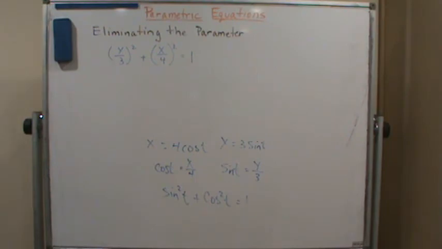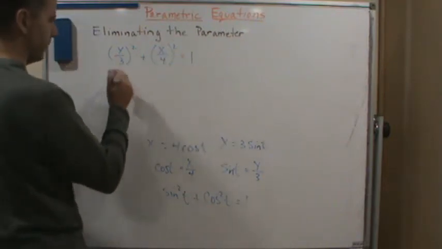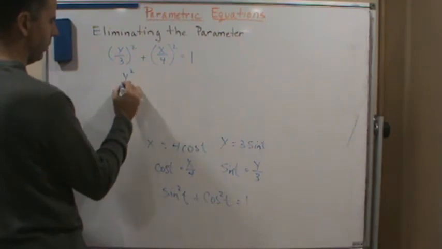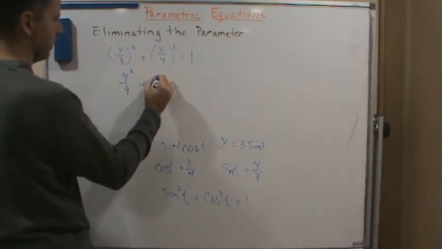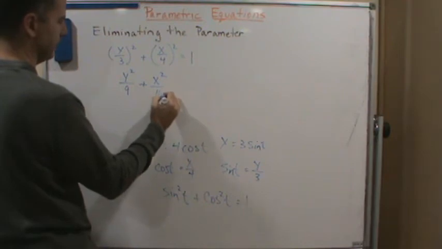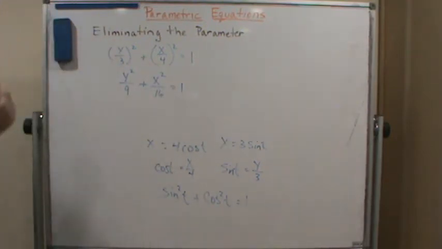Okay? And so now if I simplify this, I get y squared over 9 plus x squared over 16 equals 1. And so now immediately you should recognize that this is the equation of an ellipse. Okay? It's a horizontal ellipse centered at the origin, with the semi-major axis 4 and the semi-minor axis 3, right?